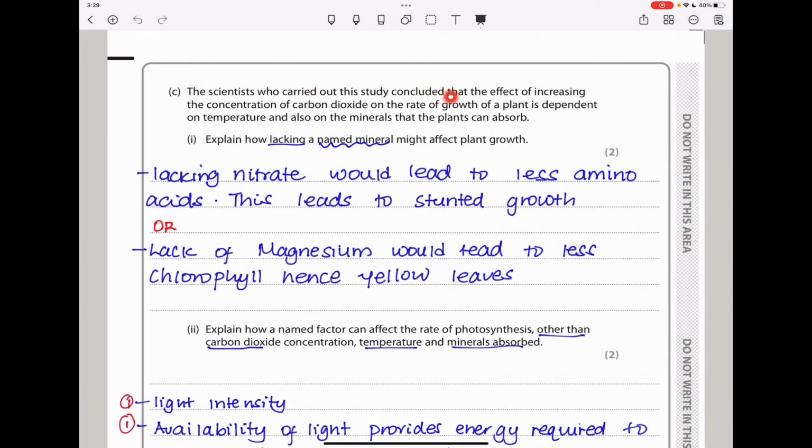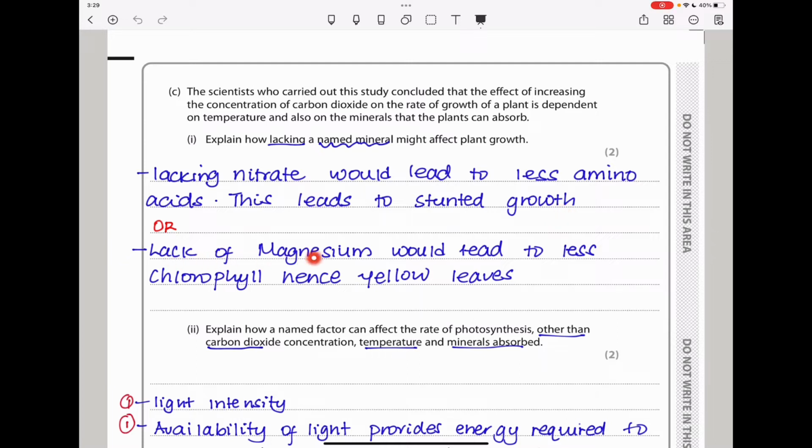Scientists who carried out this study concluded that the effect of increasing the concentration of carbon dioxide on the rate of photosynthesis of a plant is dependent on temperature and also on the minerals that the plant can absorb. Explain how lacking a named mineral might affect plant growth. The named mineral I chose here was nitrate. Lacking nitrates would lead to fewer amino acids. Since amino acids are used in making proteins, which are used for the growth or making structural components of the plant, if there are fewer nitrates, fewer amino acids and less proteins will be present, and therefore there is going to be less growth, or you say stunted growth.